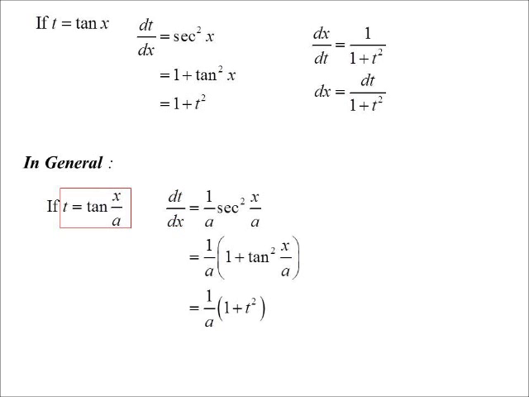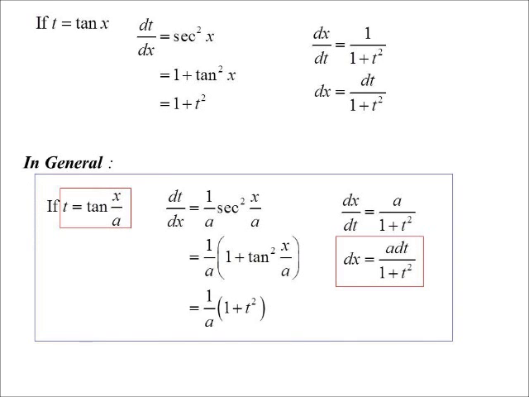So to generalise that, going through the whole derivative there, we end up with the derivative turning out to be a dt on 1 plus t squared. So when we did our standard one of x on 2, it was 2 dt on 1 plus t squared. Notice the a's match.